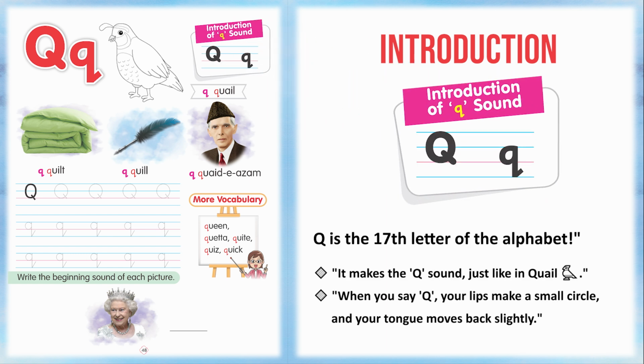Q is the 17th letter of the alphabet. It makes the Q sound, just like in Quail. When you say Q, your lips make a small circle, and your tongue moves back slightly.